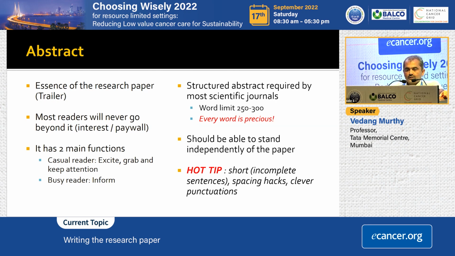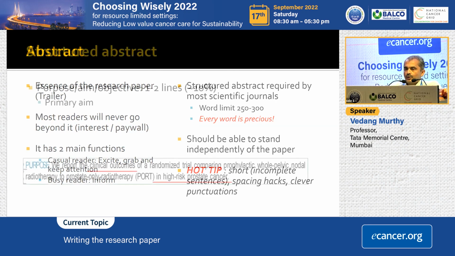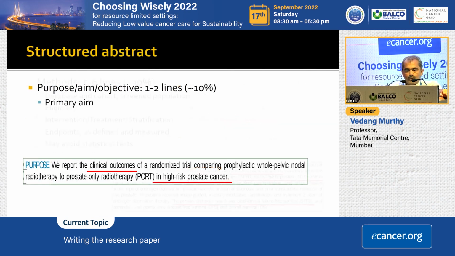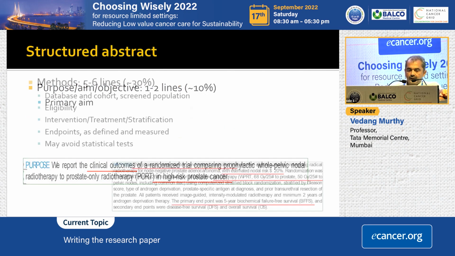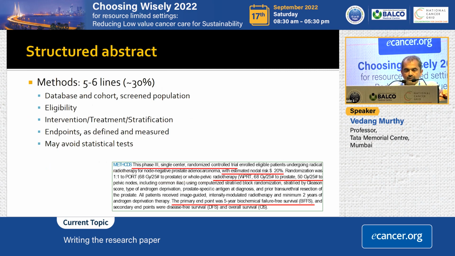The methods part of the abstract is about 5-6 lines, about 30% of the abstract. You talk about the data set, who were treated, what kind of treatment was done, what were the endpoints. You may want to avoid statistical jargon and too many tests here because of the word limit.